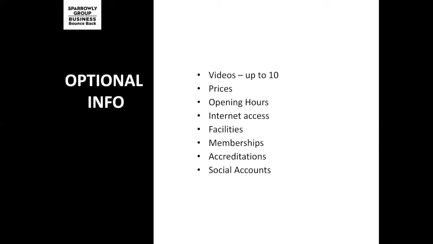So the optional information is videos, and you can include up to 10, prices, information about your operating hours, whether or not you've got Wi-Fi facilities at the property, extra facilities that you might have, memberships and accreditations. This is an important one, which we'll talk about a bit later, around our COVID safe accreditation and how that impacts your listing as well. You can also link through to your social accounts through your listing and further extend your online reach that way too.